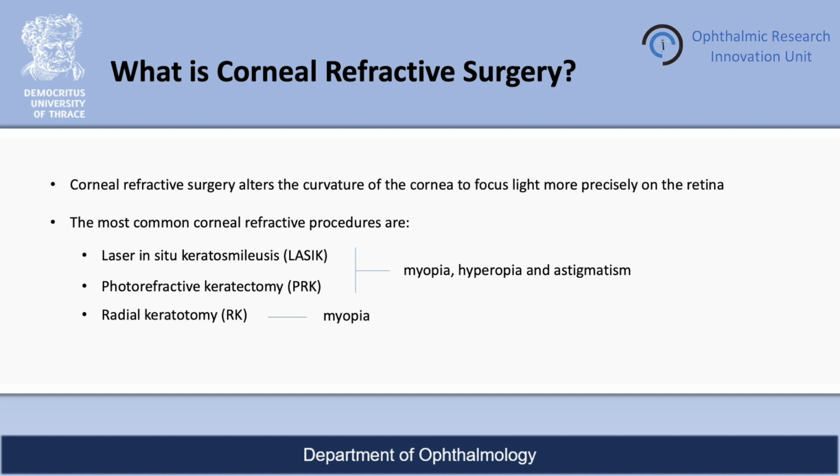Radial keratotomy changes the shape of the cornea by making deep corneal incisions. This technique has been replaced by laser vision correction and is now rarely used. However, since it was commonly performed to treat myopia in the 70s, 80s, and 90s, many of those patients are now at an age where cataract surgery is needed.